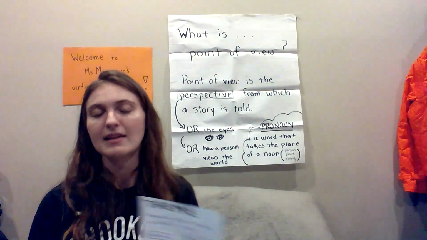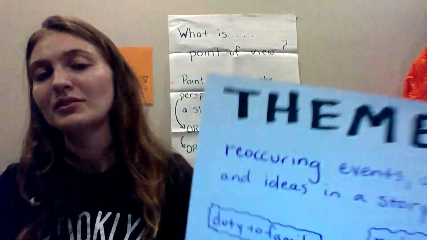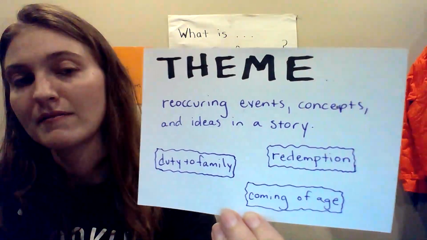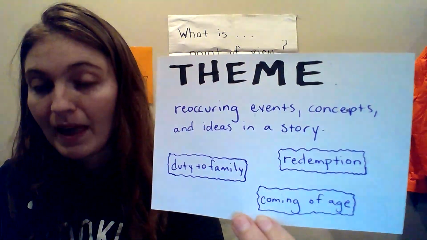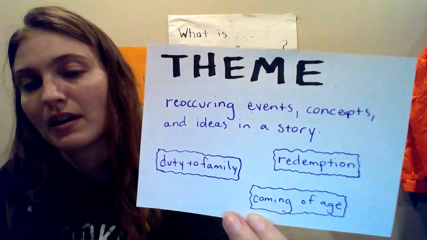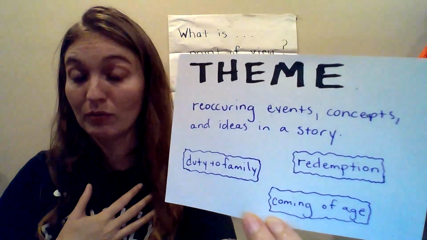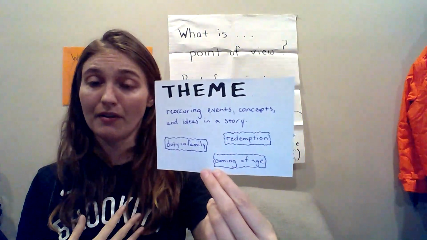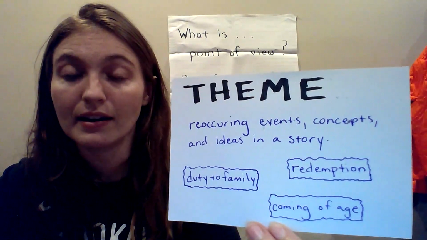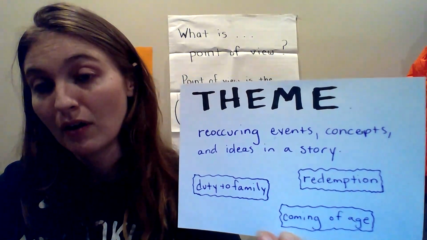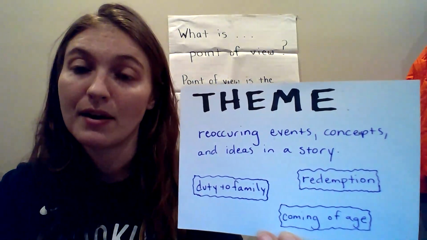And finally, this one seems like the easiest one, but I actually think that sometimes it can be a little difficult. So, theme. This is reoccurring events, concepts, and ideas in a story. I gave a couple of examples of themes in novels that we read, like duty to family, which happened in Children of Blood and Bone, where Zelie felt a really strong duty to her family, specifically her father, by being a part of the fisherman trade that he had established for food and for all the resources that they were able to gain.